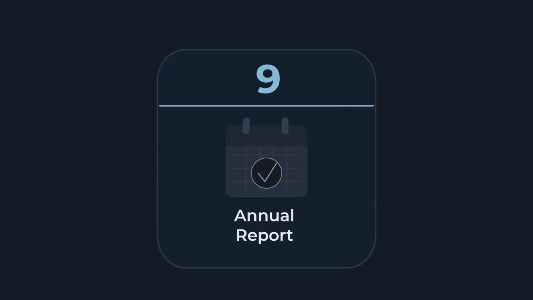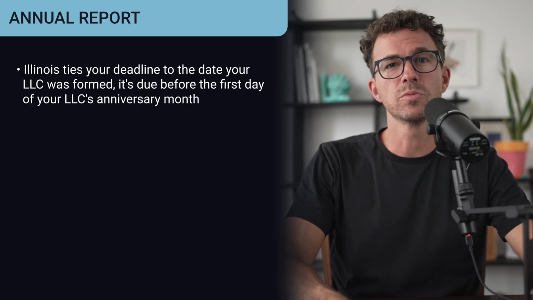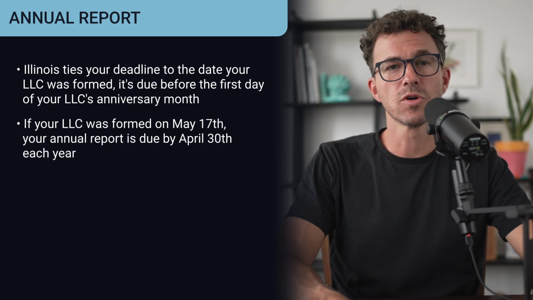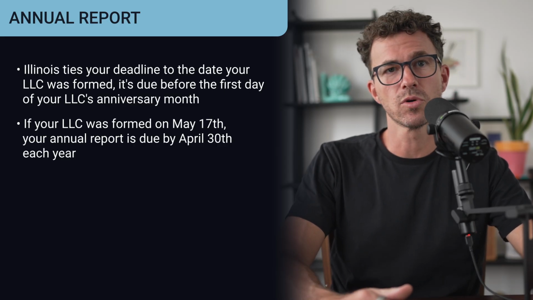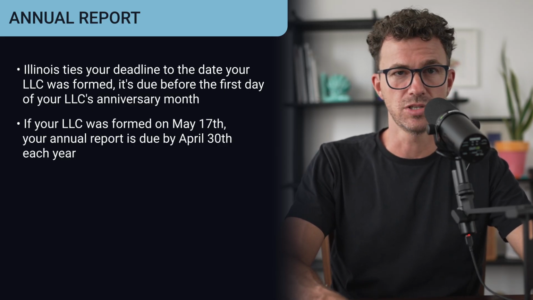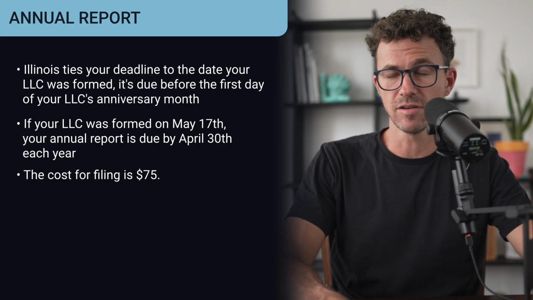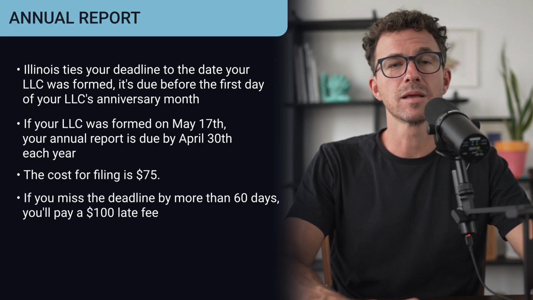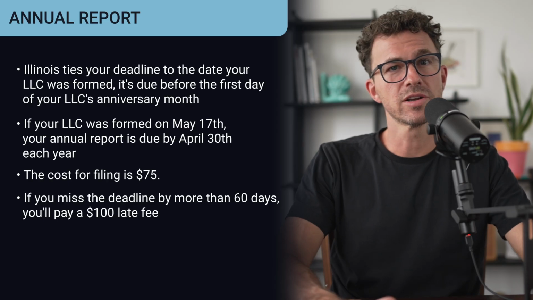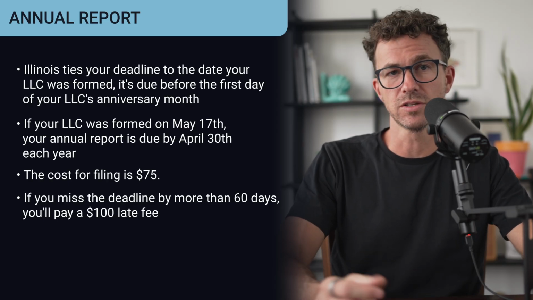To keep your Illinois LLC in good standing, step number 9, submit an annual report each year. Illinois ties your deadline to the date your LLC was formed. It's due before the first day of your LLC's anniversary month. So if your LLC was formed on May 17th, your annual report is due by April 30th each year. The cost for filing the LLC is $75. If you miss the deadline by more than 60 days, you'll pay a $100 late fee. So put it on your calendar or have Northwest file this for you.